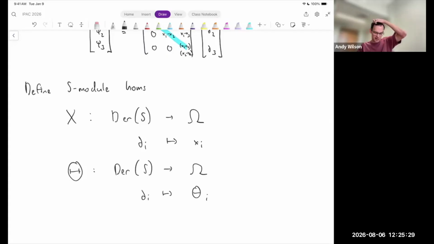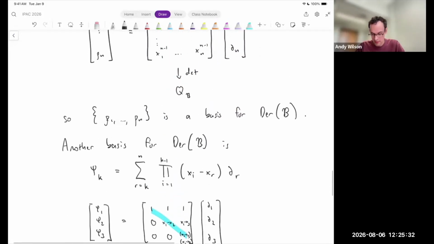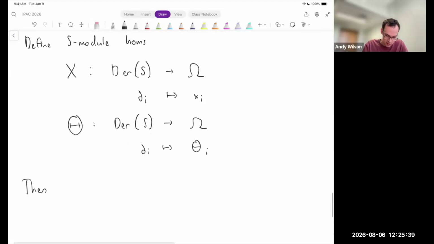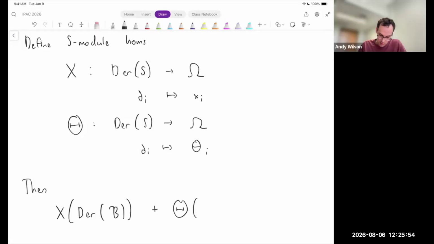And then the claim is that, if you believe me that this row basis is indeed a basis for the module of derivations of the braid arrangement, then we can take X and apply it to the module of derivations of the braid arrangement, and we get our usual polynomial invariance. We can apply theta to the module of derivations of the braid arrangement. We get the ones with the thetas in them, and this is the superspace invariant ideal.